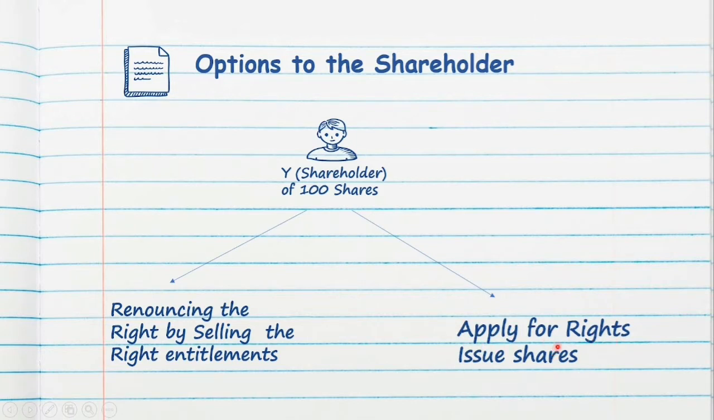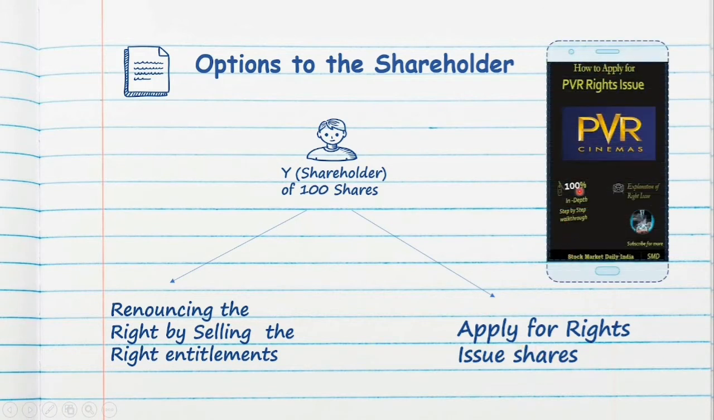Considering these two options available to the shareholder, for the second option, which is to apply for the shares of the rights issue, a video on the same has been done separately and uploaded in the channel. Please make sure you check out the channel, which describes the detailed step-by-step approach in application of rights issue of shares. And in case of the first option, we will be seeing how to renounce the right by selling the right entitlements.